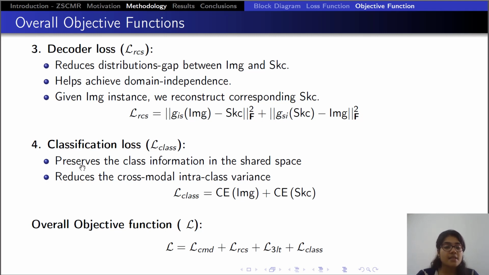Now last comes the classification loss. This preserves the class information in the shared space and reduces the cross-modal intra-class variance. This is the simple cross-entropy loss of image classes and cross-entropy loss of the sketch classes. So the overall objective function becomes the summation of the cross-modal latent loss, the reconstruction loss, the triplet loss, and the classification loss.